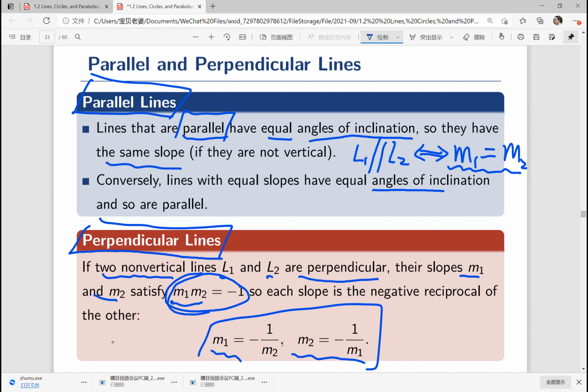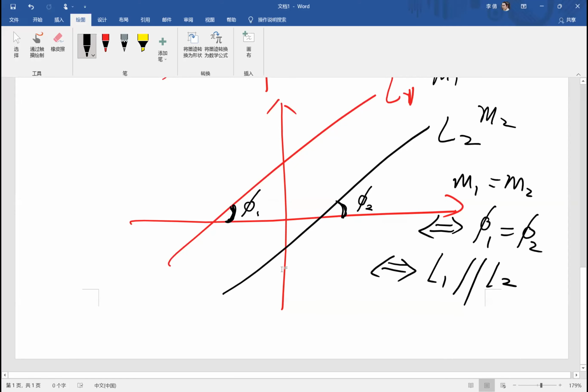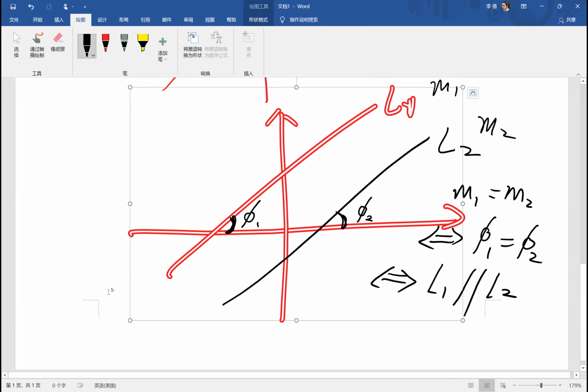And this will be satisfied, meaning, let's see, there are two lines. Wait a moment.